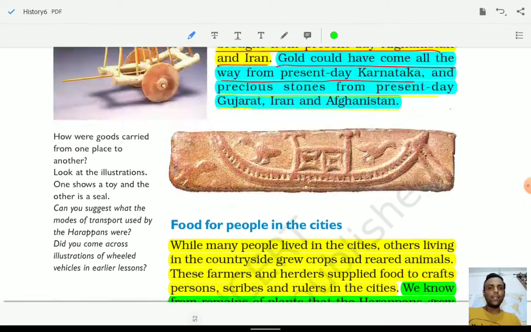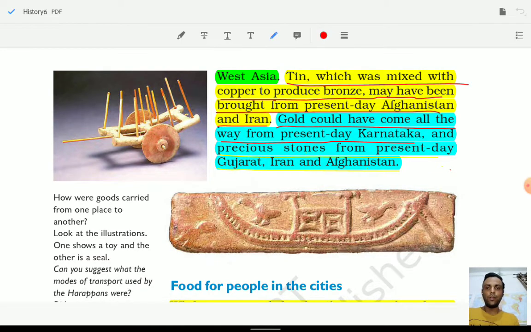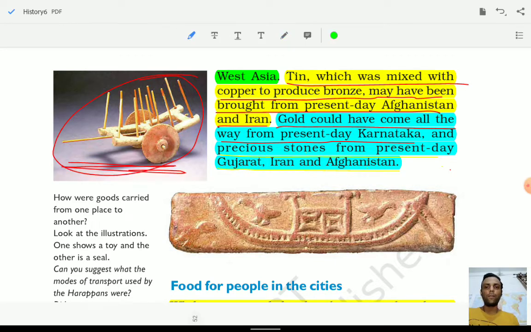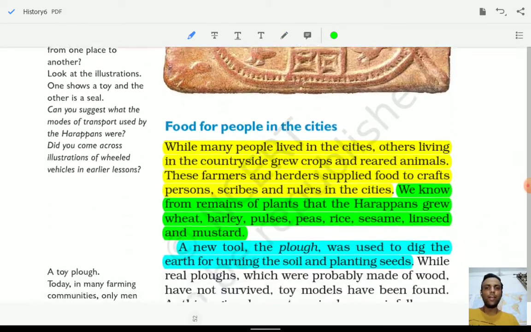Now let us understand. So look here, let me just show you that. Look at this. This is a small toy, but if you pay attention, they were aware of the wheel, so they made wheels, right? You will not see spokes, but rather a solid wheel. Let us move ahead.